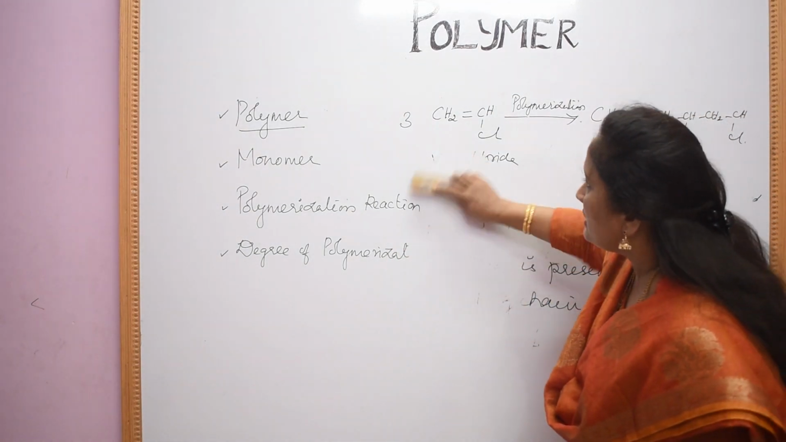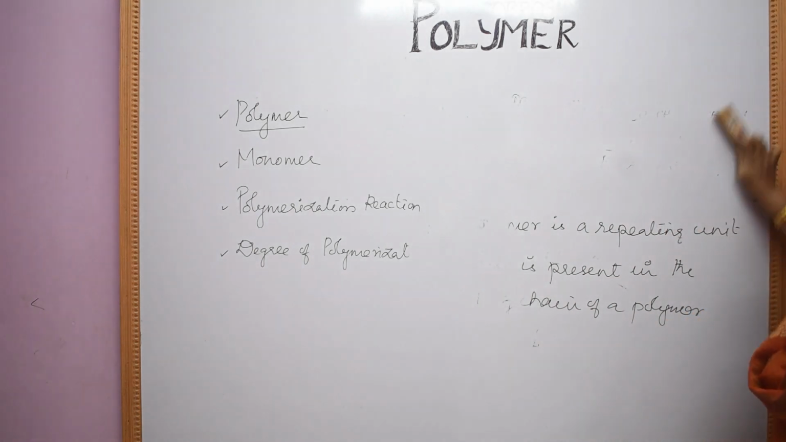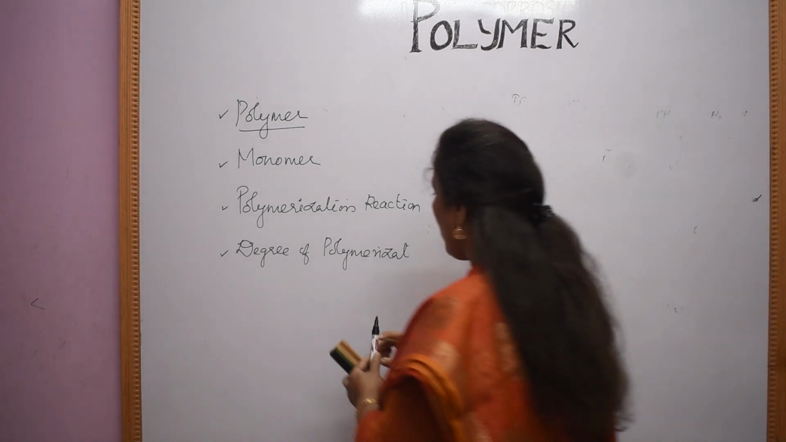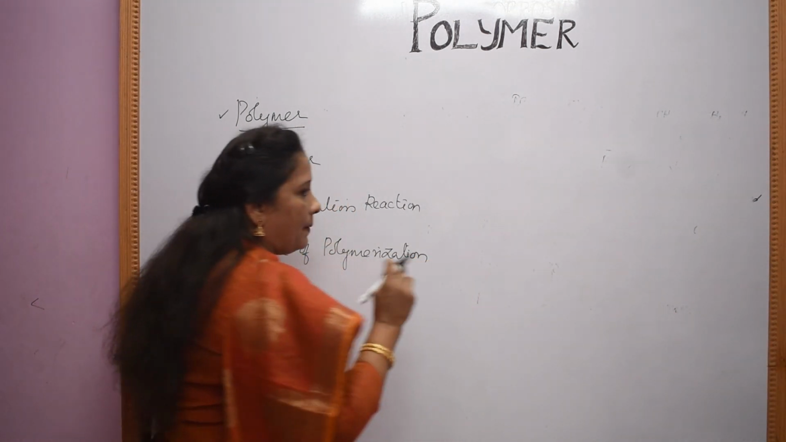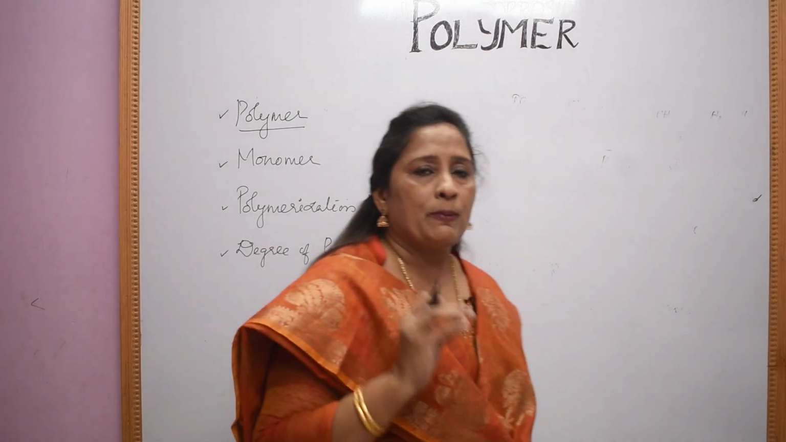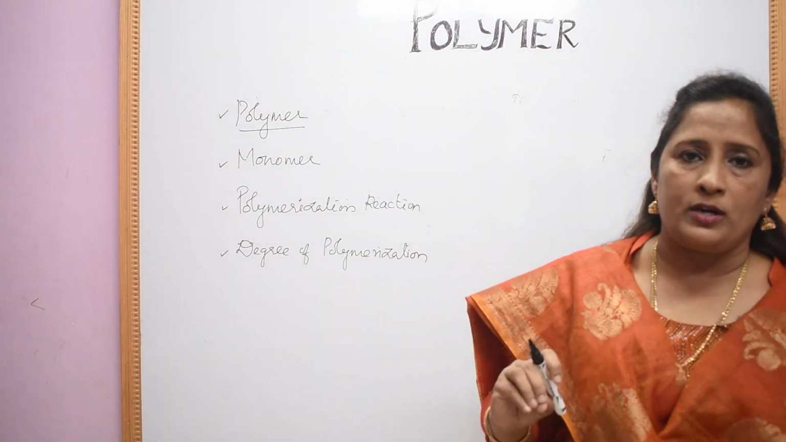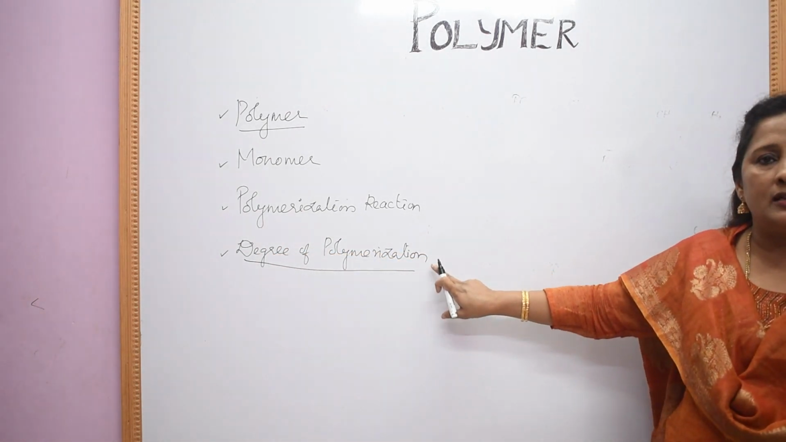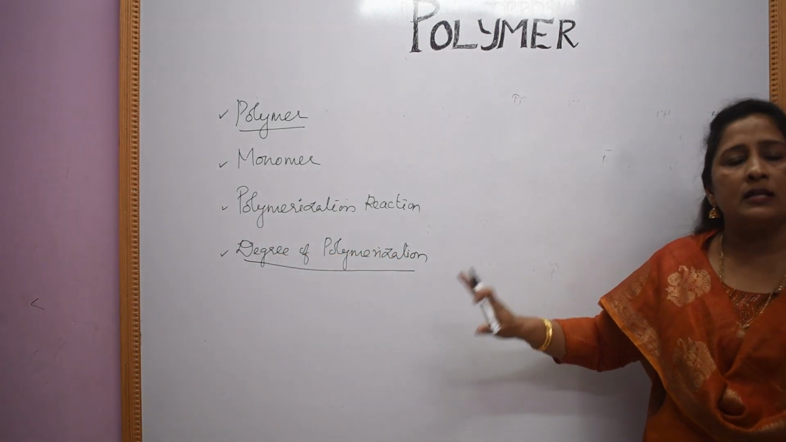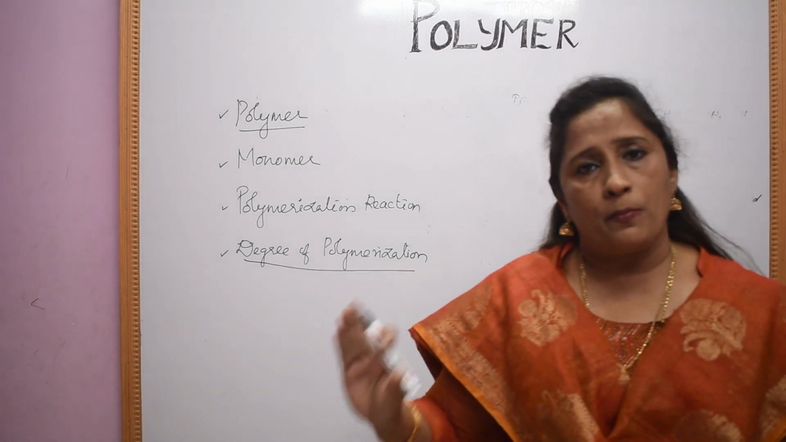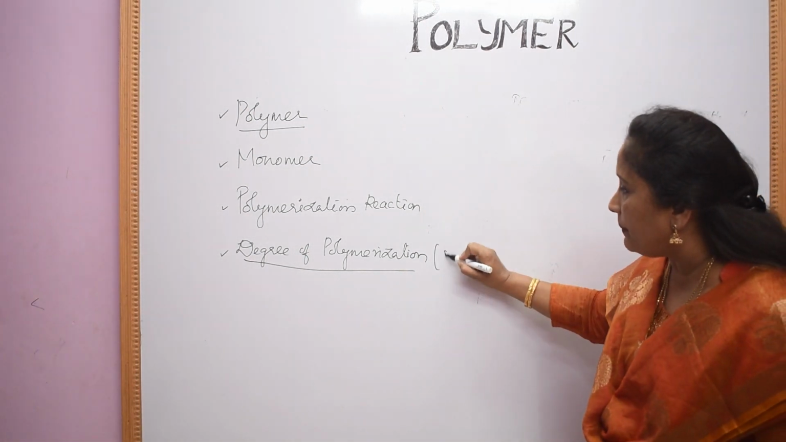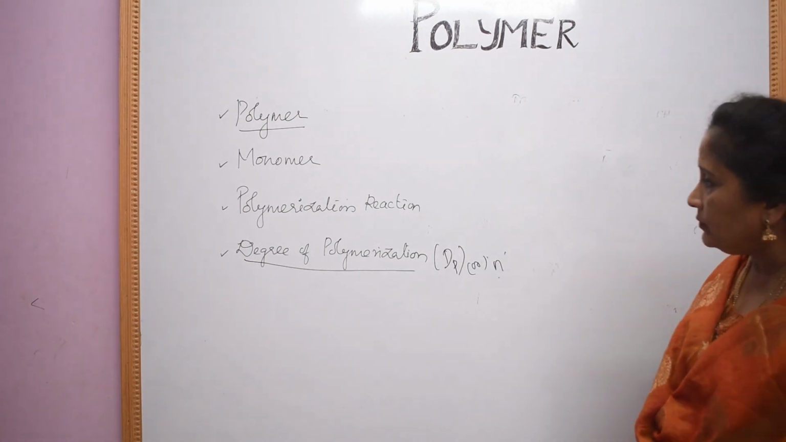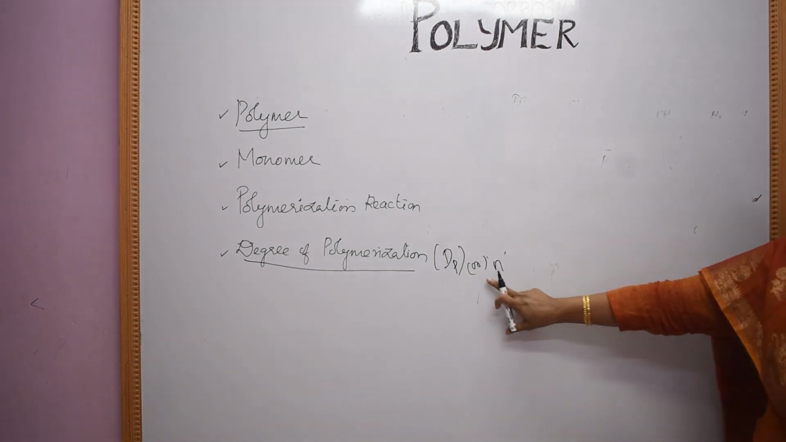Now let us know what is meant by degree of polymerization. Degree of polymerization is nothing but the number of monomeric units that is present in the long chain of a polymer. So degree of polymerization is the number of repeating units present in the long chain of the polymer. Degree of polymerization is represented as dP, or it is also represented as N.